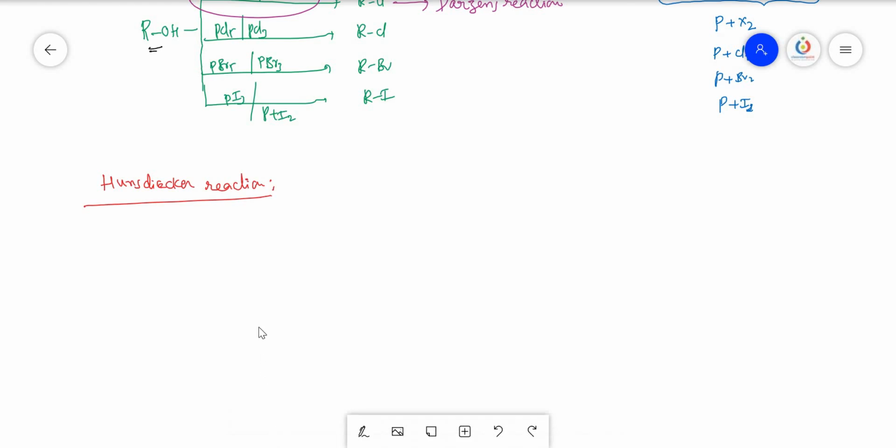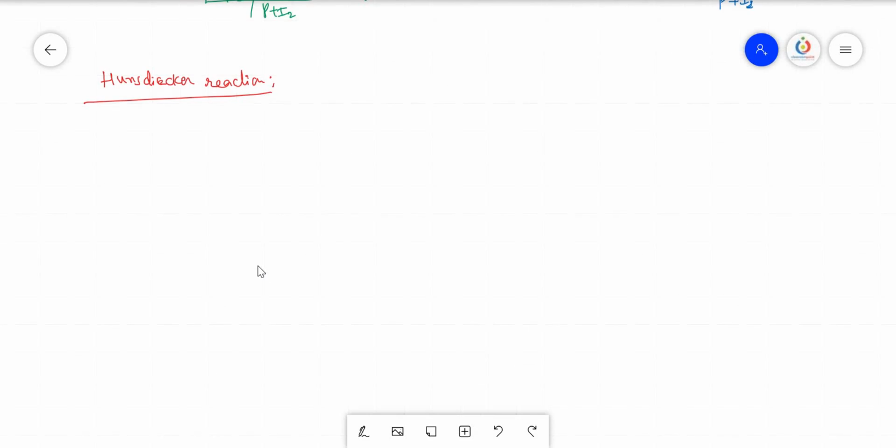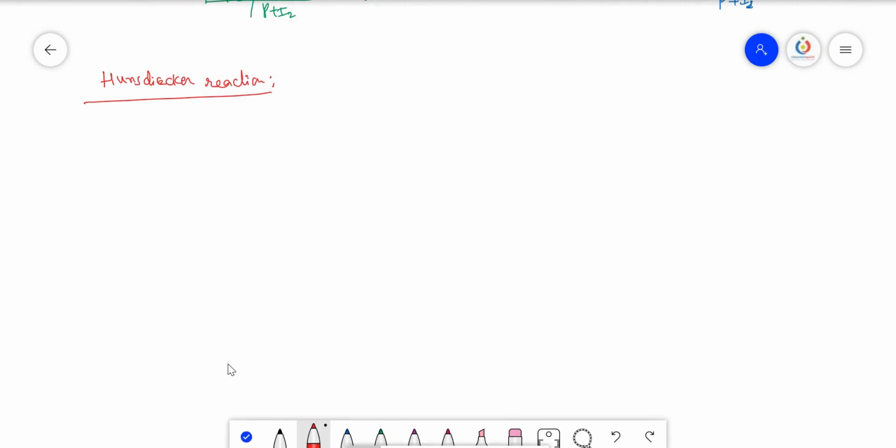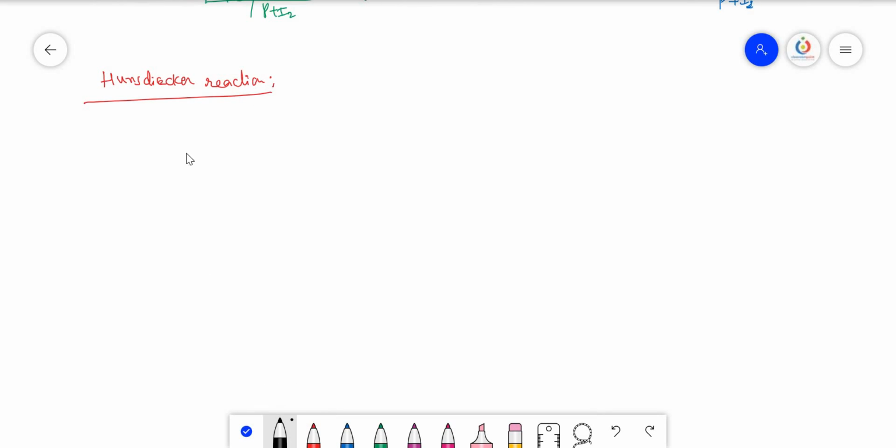In this Hunsdiecker reaction, we convert the silver salts of carboxylic acid. You just take the silver salt of carboxylic acid. It is a very interesting thing, because the products are different here. If you subject it with bromine in the presence of CCl4, you will get the alkyl bromides based on the type of carboxylic acid you take.